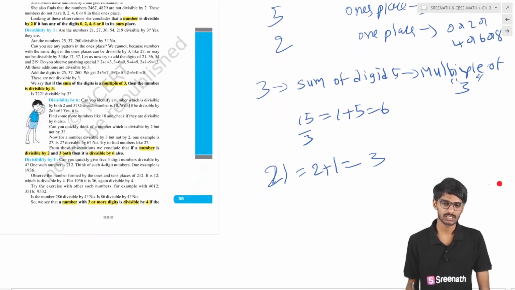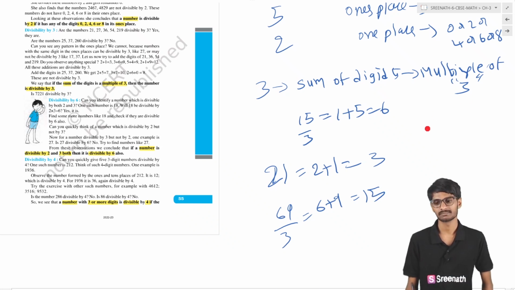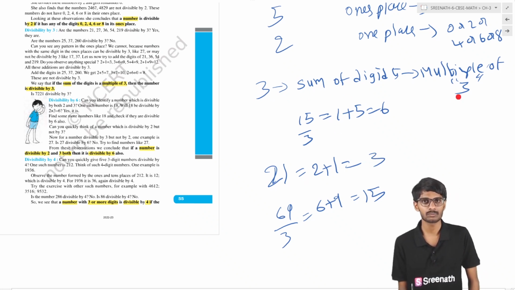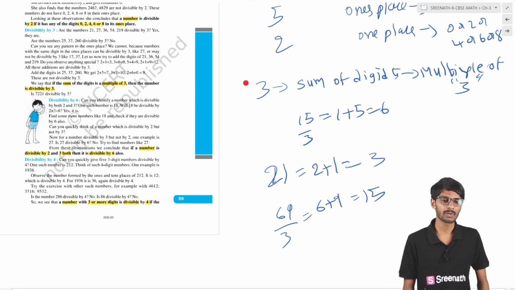And one more thing is, suppose take 69, is it divisible by 3? For that we have to add the digits, that is 6 plus 9. So what is the value? That is 15. So basically 15 is a multiple of 3. Okay students, so in this way by adding the digits and getting some number, if that number is a multiple of 3, then that number is divisible by 3.